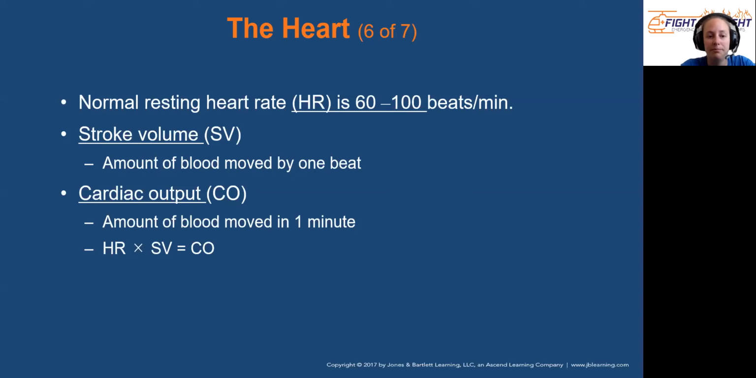The amount of blood moved by one beat is called stroke volume. So when the heart squeezes, it pumps a certain amount of blood. That amount of blood moved is the stroke volume. No, we don't have a way to measure that in the field, but that's what it's called.